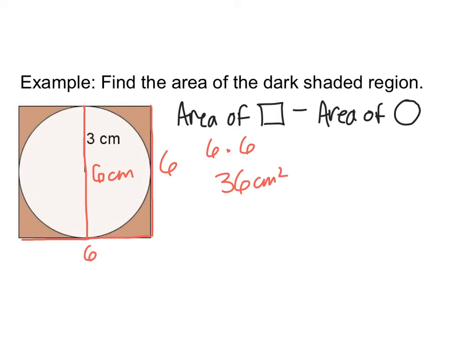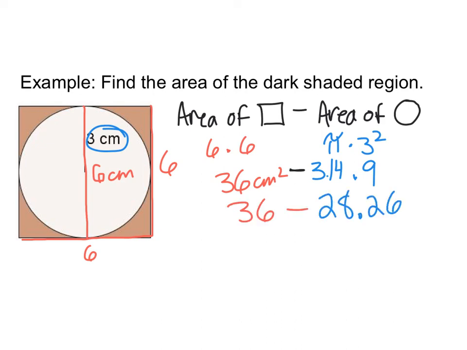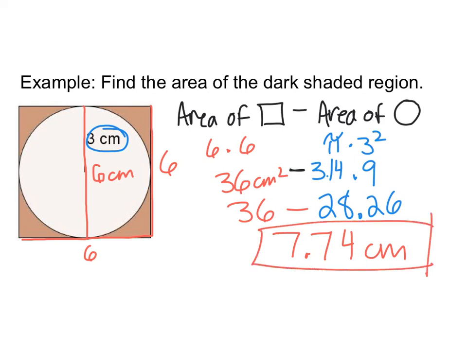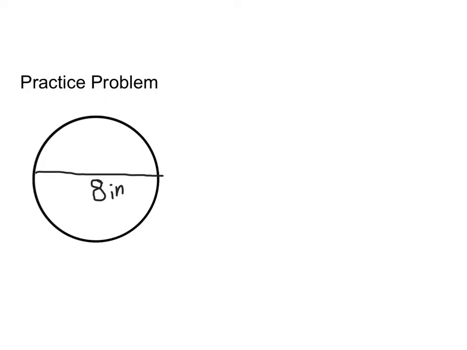Then I need to do the area of the circle. So that was a radius of 3, so pi times 3 squared, which is 9. And then of course I'm going to subtract once I figure these things out. So I'm doing 36 minus 28.26, which gives me 7.74 centimeters as my total area of the darker shaded region. All right, for your practice problem, I want you to find the area of the circle that has a diameter of 8 inches.